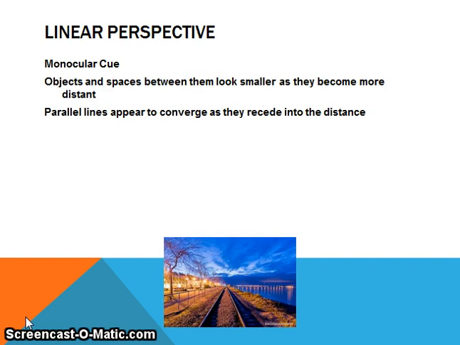Finally, we have linear perspective, which is another monocular cue, and this means that objects and spaces between them look smaller as they become more distant, and parallel lines converge as they recede into the distance, kind of like the vanishing point in art class when we first started drawing 3D things. There's one point where all the parallel lines go to, and that's how you can tell that things are 3D and going farther away.